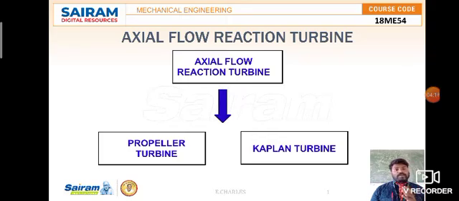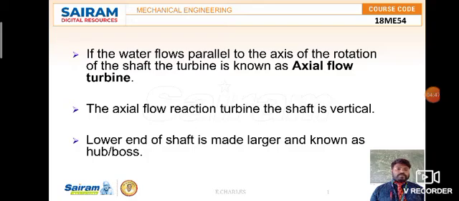Whereas in the case of the propeller turbine, you might have seen ships and all. There will be a rotor which has a number of blades on what we call a hub or boss, and that will be spinning. It will be in the propeller shape, so that is why it is called a propeller turbine. So the axial flow reaction turbines are classified into two different types: one is the Kaplan turbine and the next one is the propeller turbine.